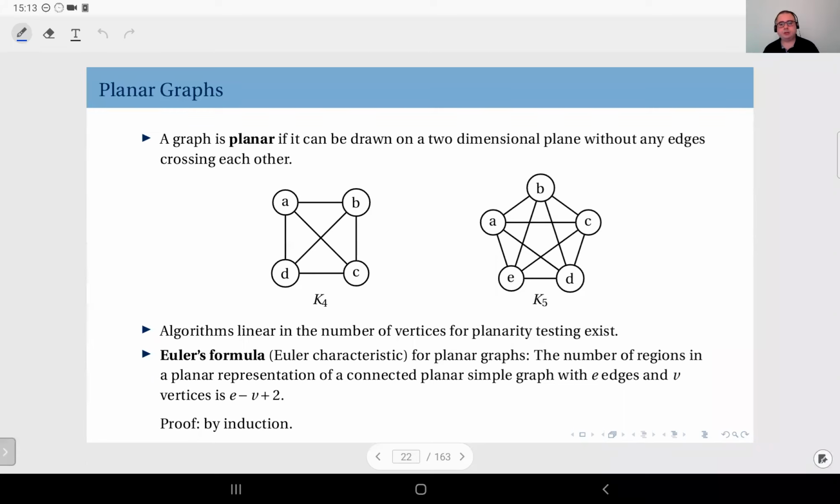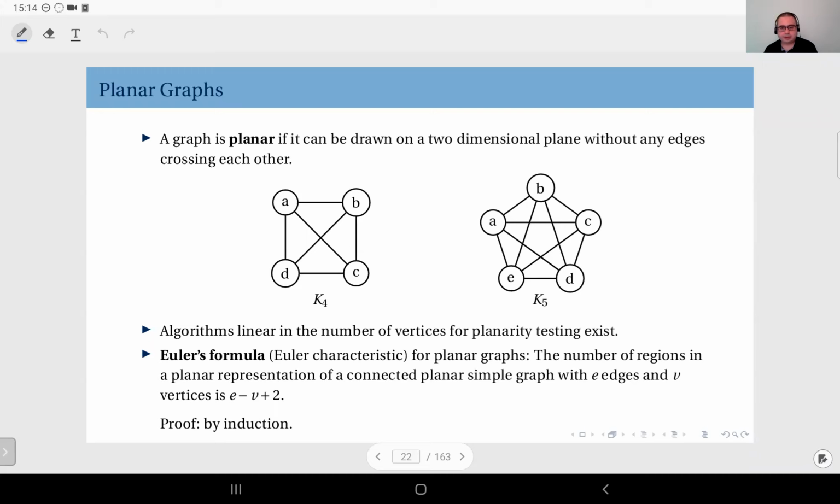These two are what we call complete graphs because every vertex has edges to every other vertex. K4 is the complete graph with 4 vertices, and K5 is the complete graph with 5 vertices. Now, when you look at both of them, it looks like they are both non-planar graphs.